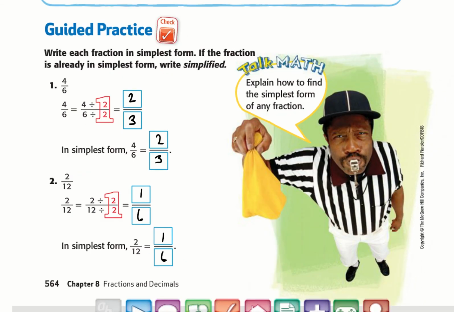Alright, so write each fraction in simplest form. If it's already in simplest form, write simplified. So 4 over 6, I know those are both even, so they both can be divided by 2. So now I have 2/3. In simplest form, 4 over 6 equals 2 over 3. 2 over 12, same thing. I know they both have a common factor of 2, so I divide top and bottom by 2, and I get 1/6.